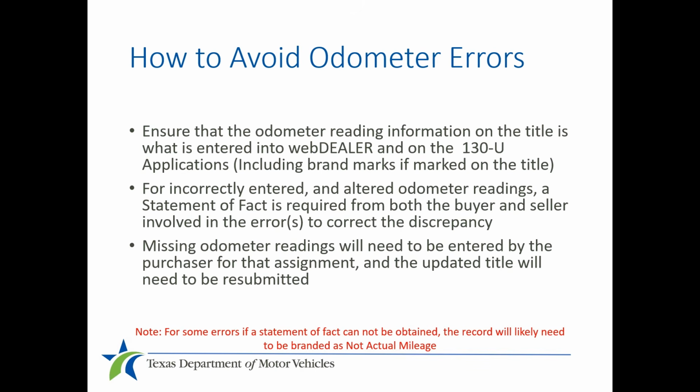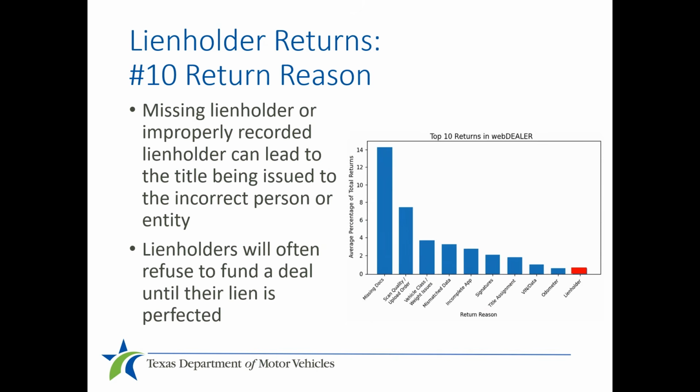Now let's move into our final major return category. Our final return category today involves lienholder and lien date errors. Counties must ensure liens are properly added to records so titles are issued to the correct entity. If a lien is missed, a customer could accidentally receive a title free and clear even though money is still owed on the vehicle. When this happens, the title may need to be revoked and reissued. Lien errors can also delay funding from lenders.